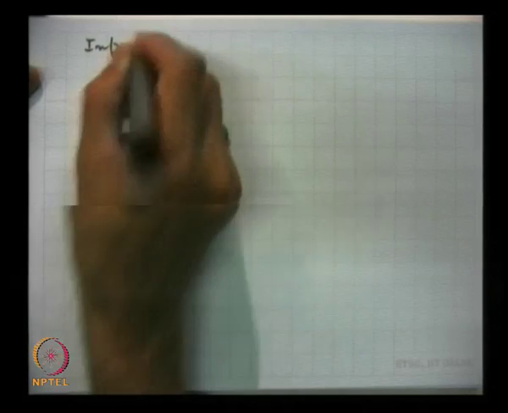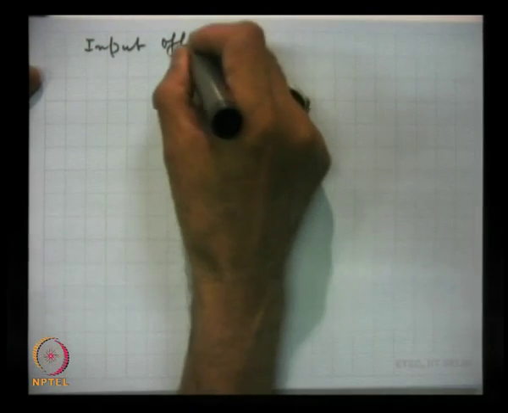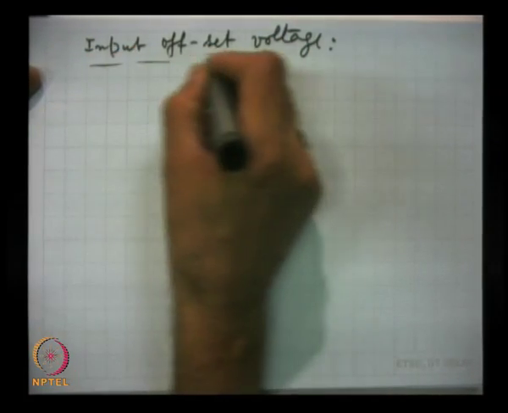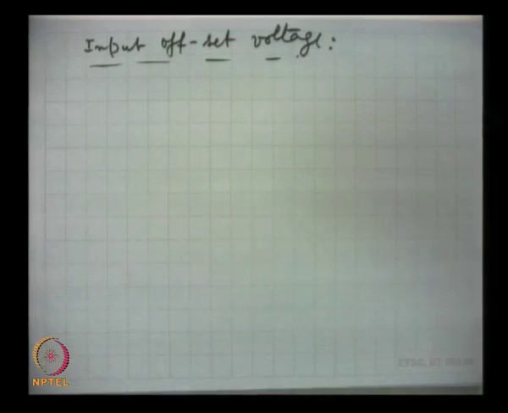Now, we talk about another specification. This is important, and the remedy which we will suggest, that single remedy is sufficient, and it takes care of these currents and of this voltage. So, this is the input offset voltage. This is another important specification. Now, this input offset voltage is the differential input here.